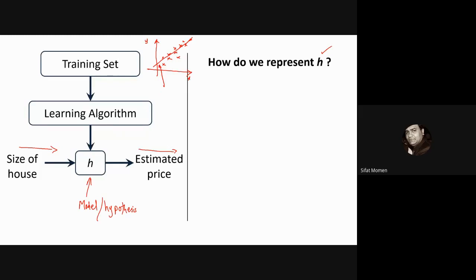Is this a straight line or not? If it's a straight line, what is the straight line equation? What is the equation for the line? So y equals mx plus c, right? Correct. So we could say I could model the h, which is the predicted model, as equal to something like theta naught plus theta 1x. Doesn't it look like mx plus c?